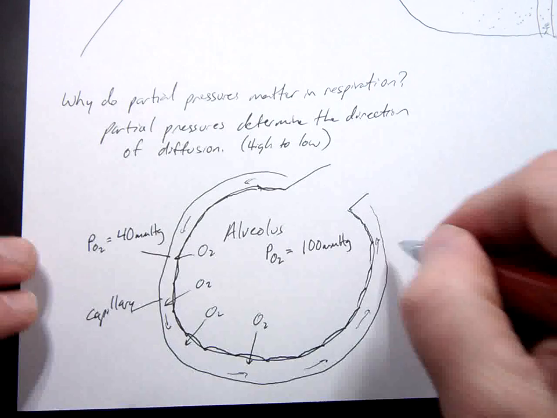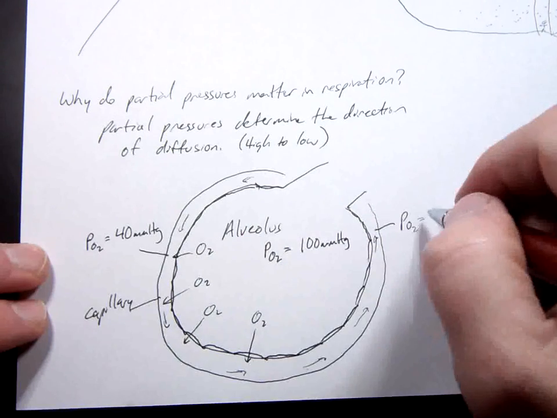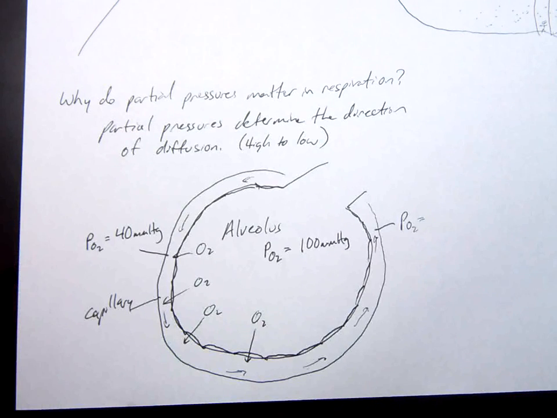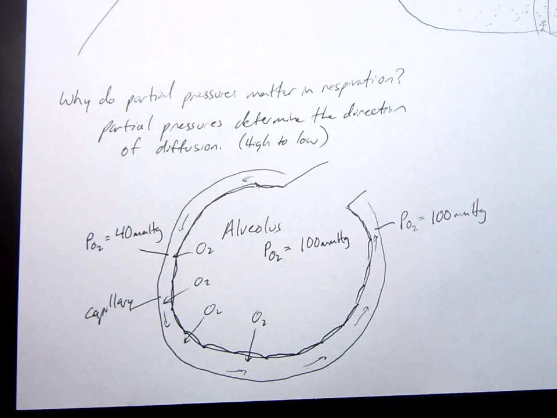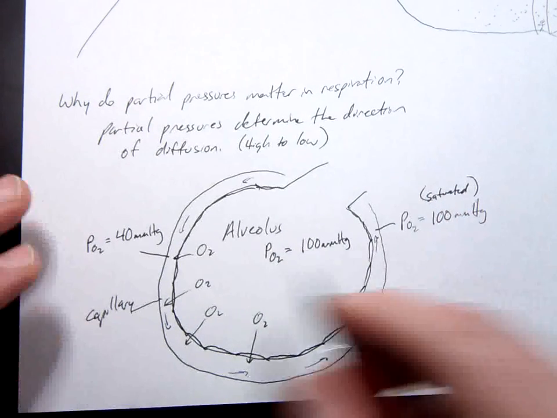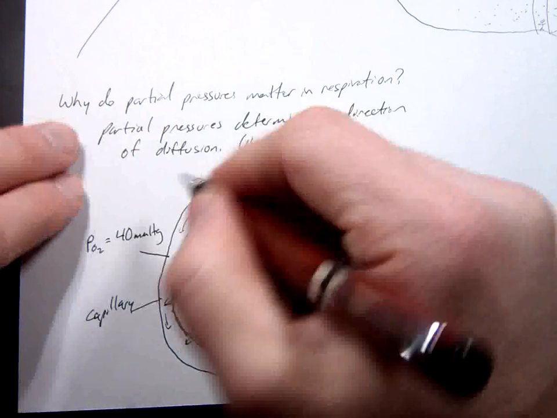And by the time the blood has gone through here, the PO2 after blood has passed through is going to be what? 140? It can't be 140. Why? Because of equilibrium. It can't have more oxygen in it than the alveolus does. Once it's saturated, once it has gone through, it'll pick up oxygen and be at a PO2 of 100.